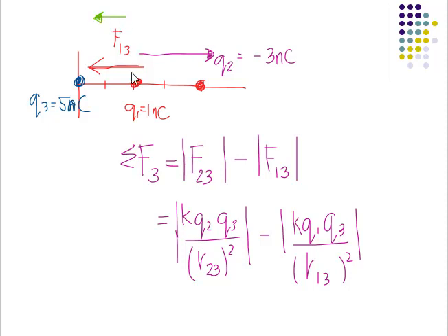So the interaction here is that the force exerted by 1 on 3 is actually higher compared to the force exerted by 2 on 3. It is because Q1 is closer than Q2, even though Q2 has the higher magnitude, which is 3 nanocoulomb. Okay?